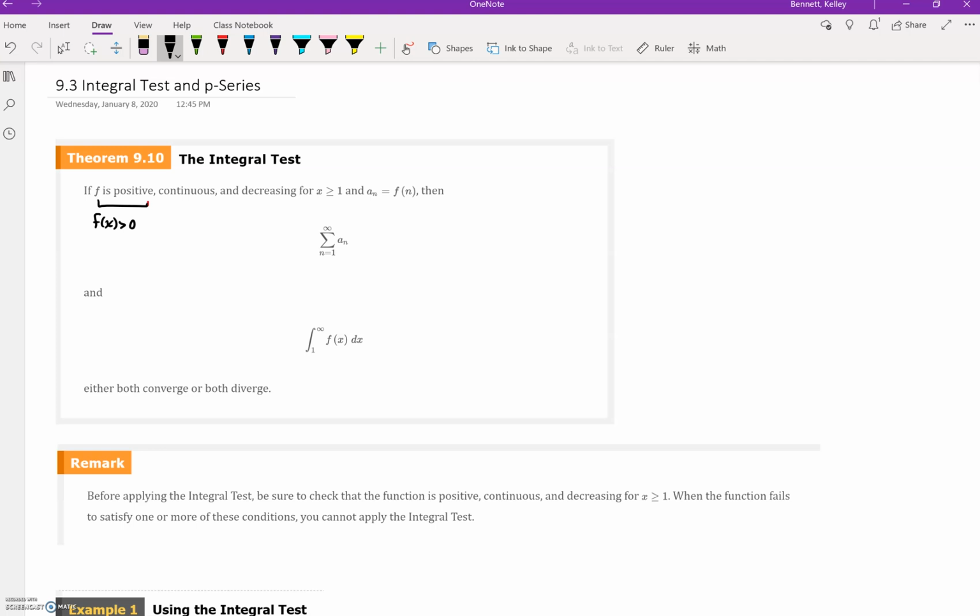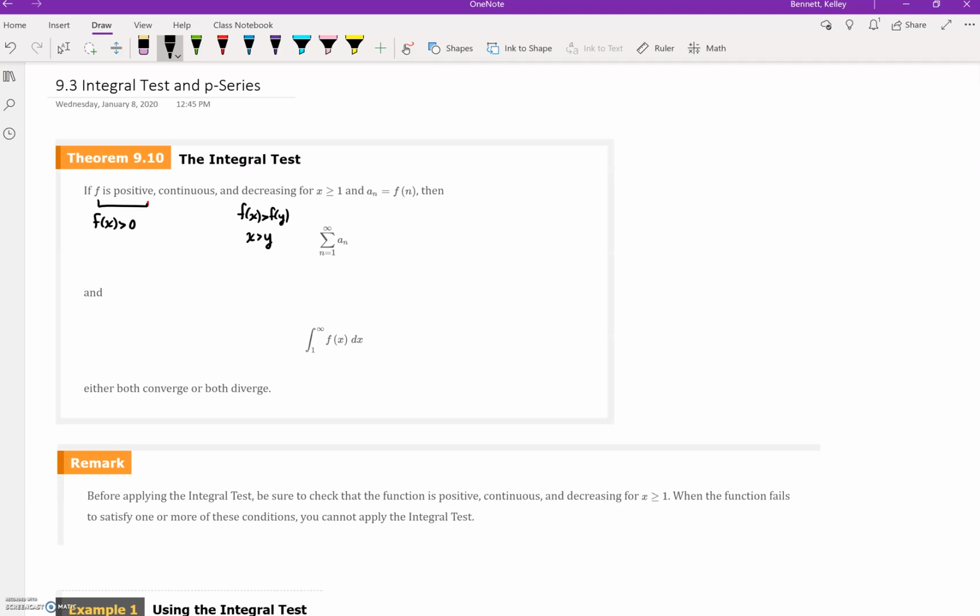And then continuity, so we don't have any jumps, holes, asymptotes. A piecewise function that's not defined on a given interval would be bad. Okay, decreasing. I think that's pretty obvious. That just means that f of x should be greater than f of y whenever x is bigger than y. So as you move along the x-axis, you need to be lowering your height, your f value. All this needs to happen only for x greater than or equal to 1.